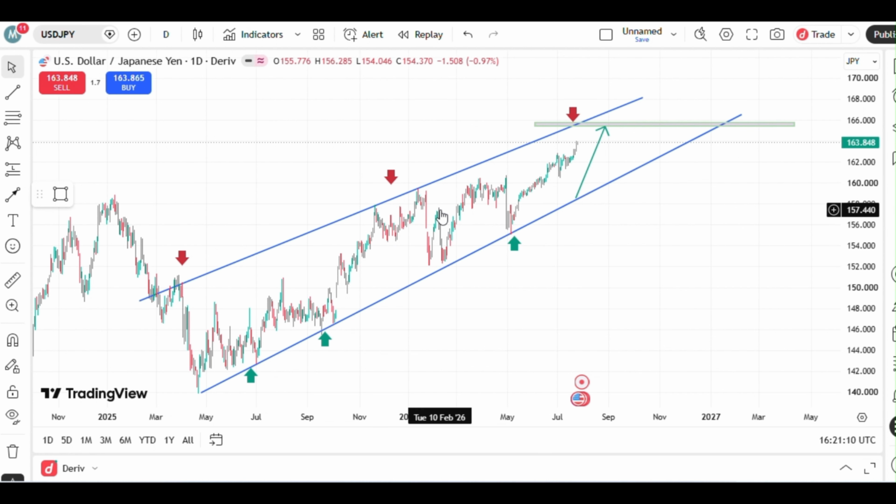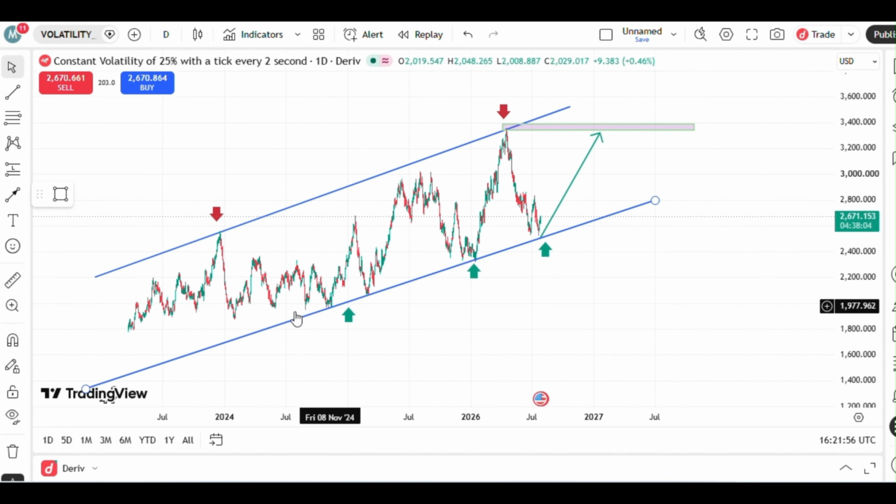So let's go to one of the indices and see how we are able to incorporate the same idea of technical analysis into indices to make sure that you maximize your profit. As we can see here, we have chosen Volatility 25 from Deriv. You go to Deriv.